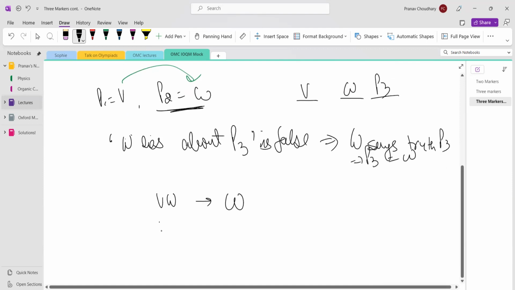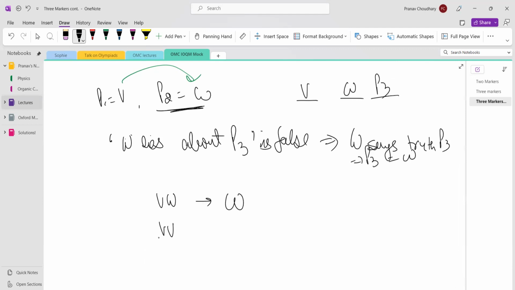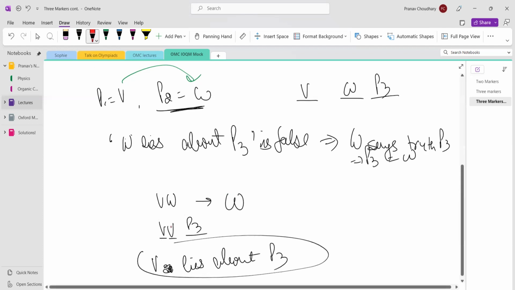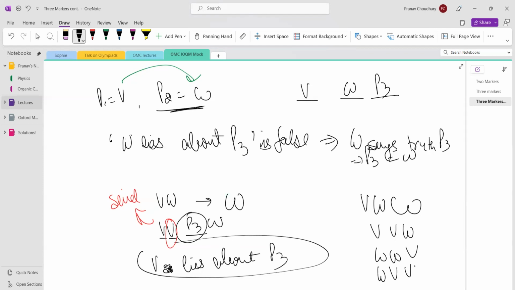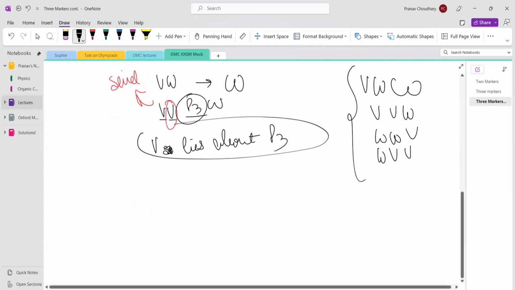And let's see what happens when we have a vampire, then P1, P2. So a vampire lies about P3. This statement is about this person said by this person. So a vampire is saying a statement about a vampire, which means it should be true. Which means that V lies about P3. A vampire lies about P3, which means P3 should be a werewolf. So we should have VWW or VVW. And similarly, we should have WWV or WVV.